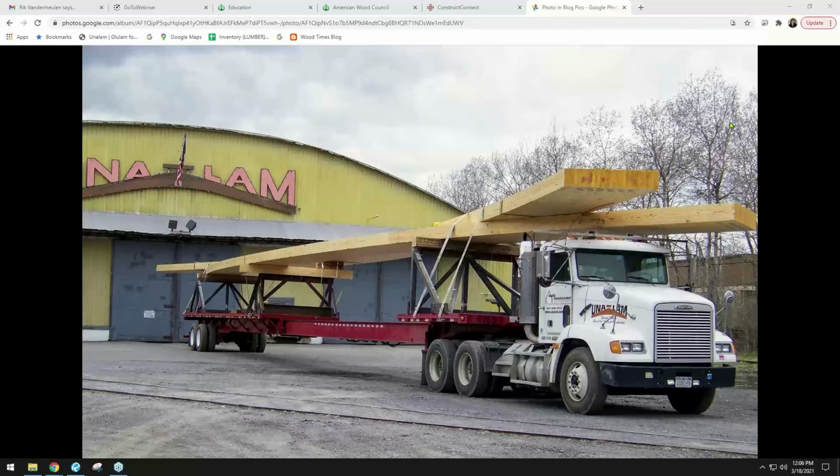So field built glulams are something that we certainly would try to steer folks away from. So you certainly can use other means of connection. Nail laminated timber is out there and has been in the codes for quite a long time. So there's different options if you have requirements of field construction.